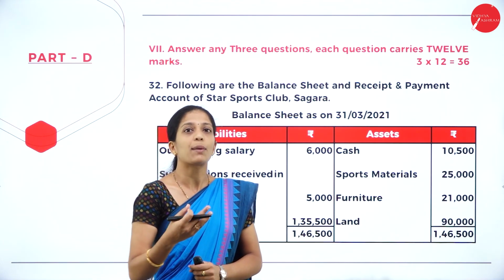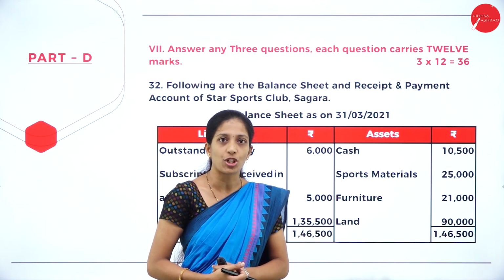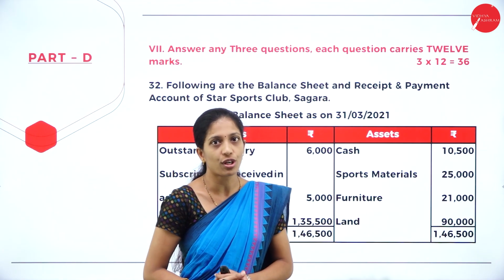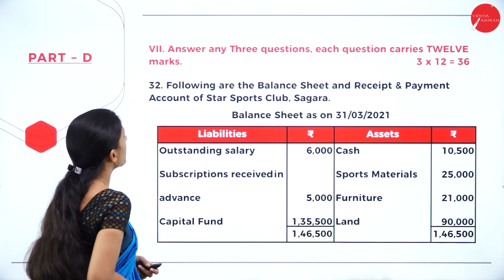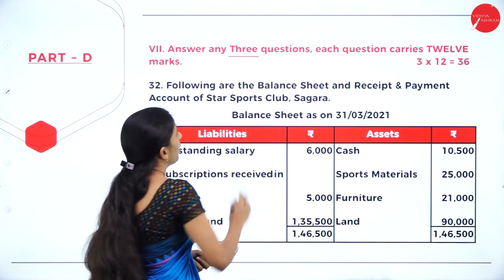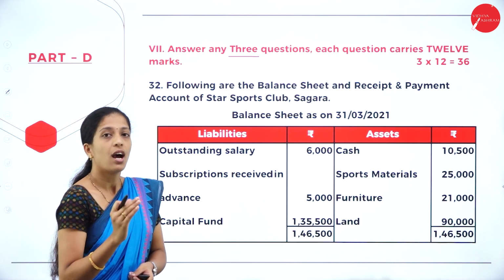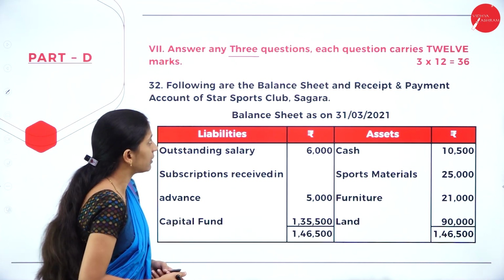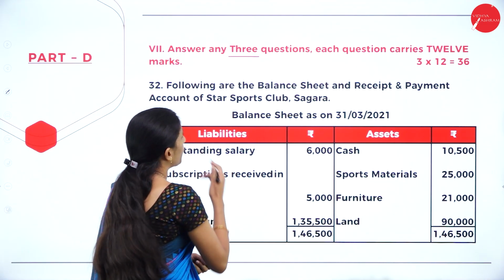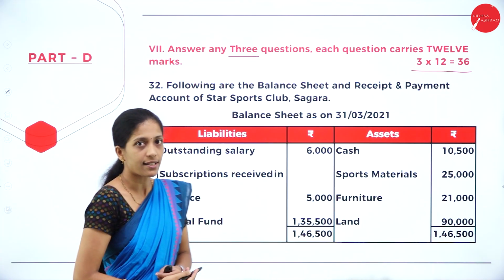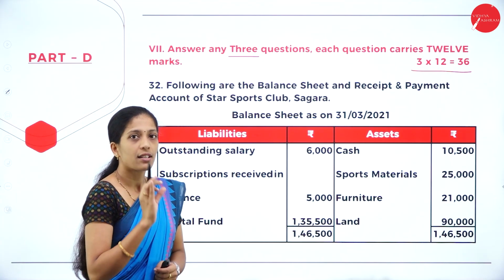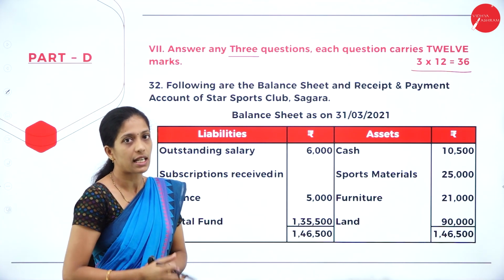So let us see what problems they have asked in your model question paper and what is the solution for that problem. Okay, so this will be your 7th main. Answer any 3 questions. They have asked 7 questions, out of which you are going to answer only 3. Each question carries 12 marks, so the total weightage is 3 into 12, that is 36. So in your Part D, you are going to answer for 36 marks.